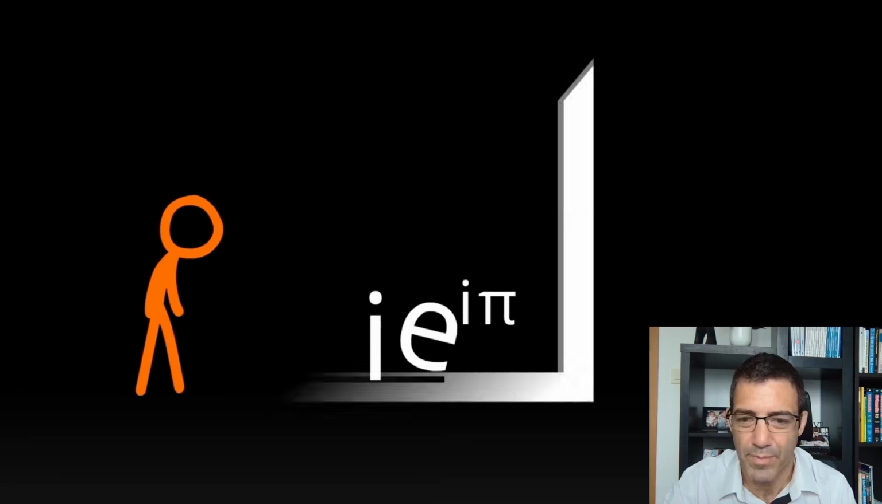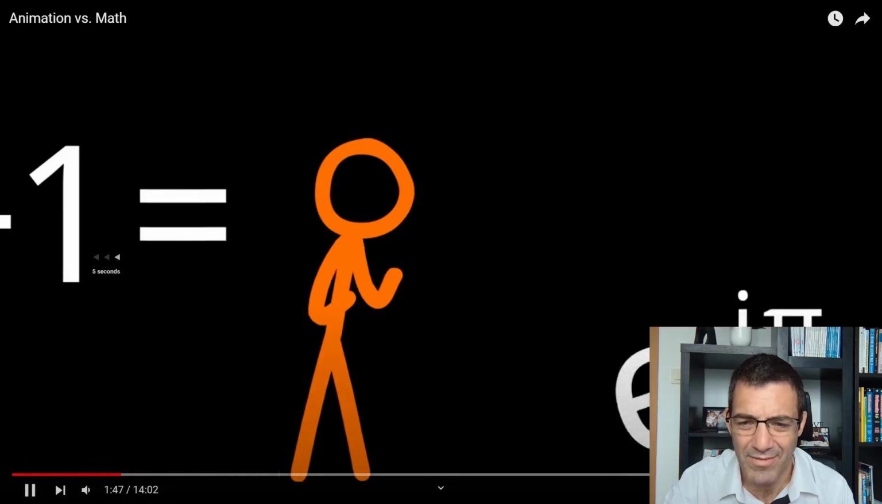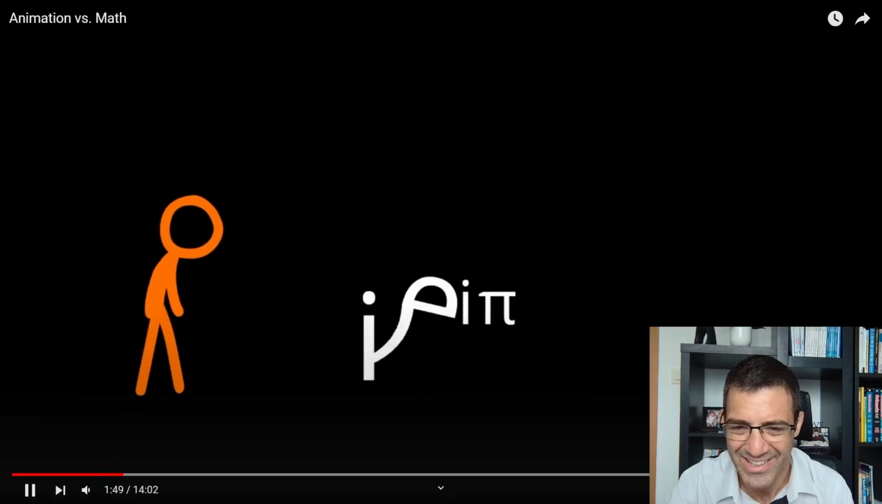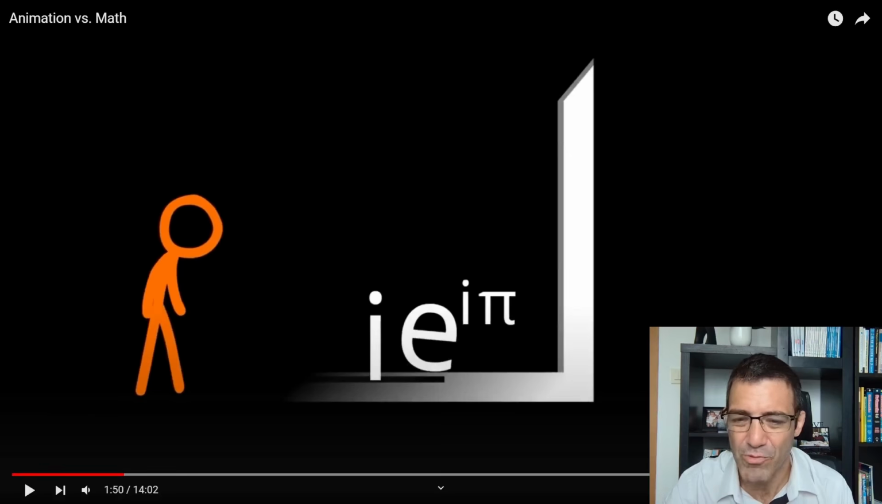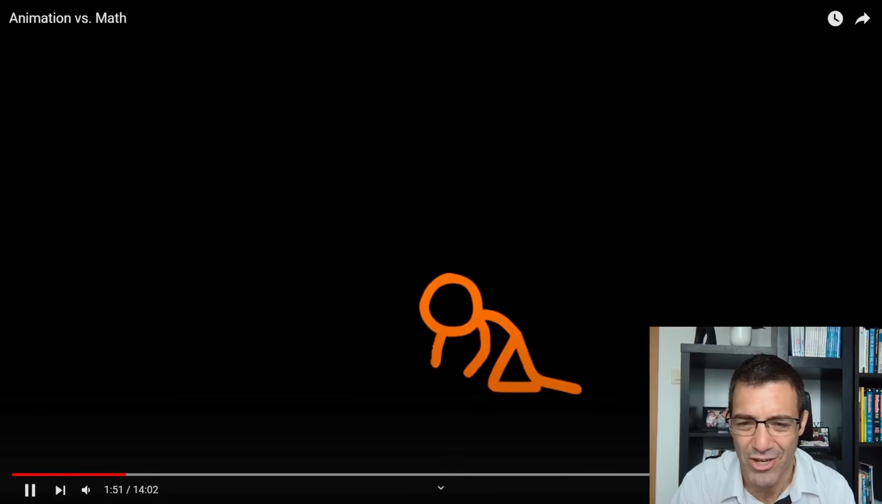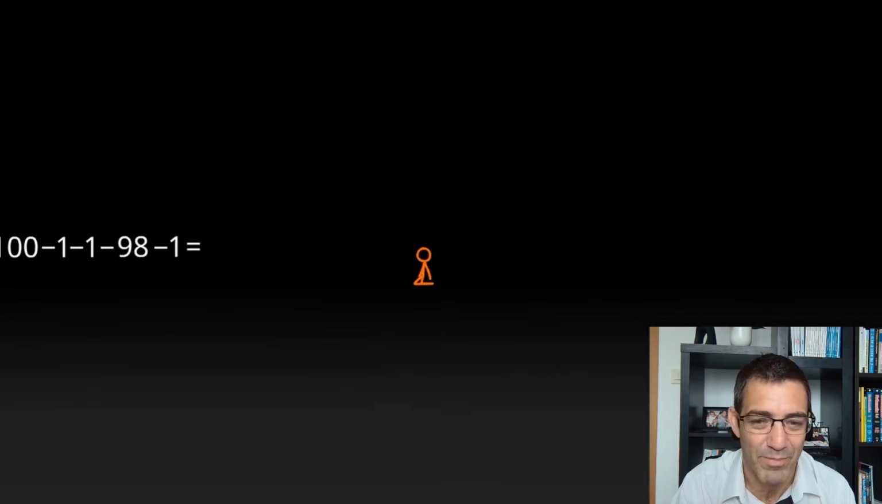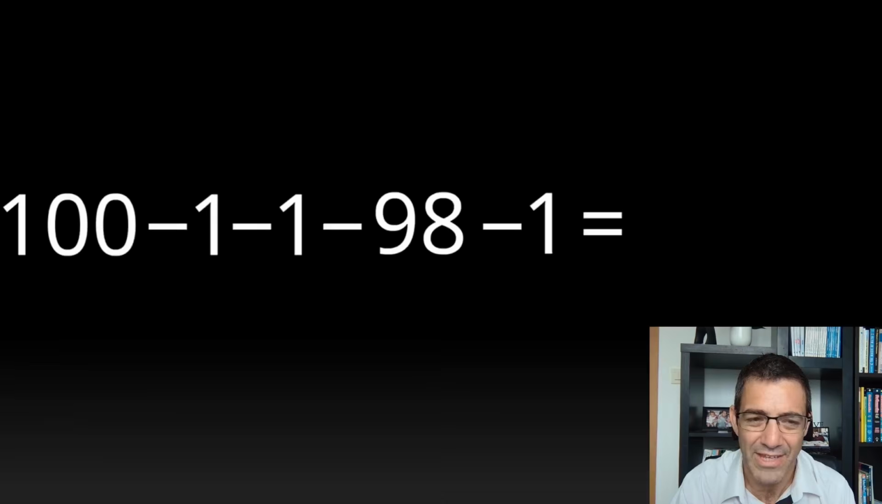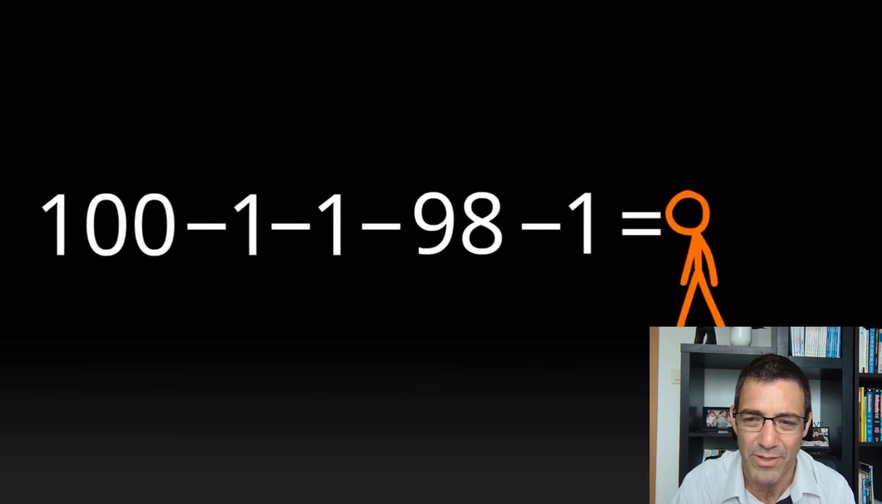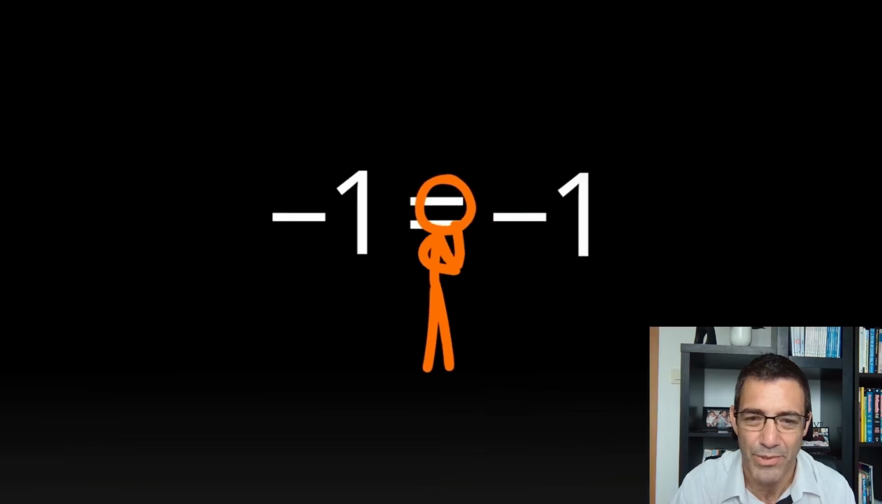Oh, e to the I pi is running away. And what happened here? So he's a real number right now. E to the I pi is still a real number. But if you multiply it by I, you become imaginary. And there's kind of this portal gate here. And it looks like he's just gone into another dimension. Let me know in the comments below if that's what you think happened. I think he's just gone from the real numbers to the imaginary numbers. And now our stick man is back with his real numbers.